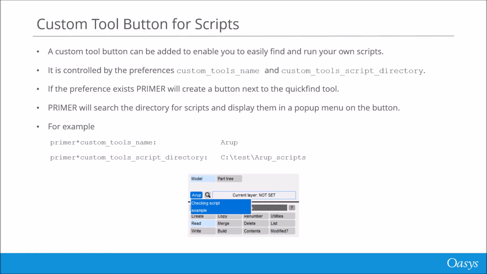So Primer will search the directory that's specified in the preference for scripts and display them in a pop-up menu on the button. So here's an example: Primer custom tools name Arab and Primer custom tools script directory, the location of the script. So note that these preferences could be defined in your company-wide central OAPref file so that everyone will see this button and have access to your scripts.